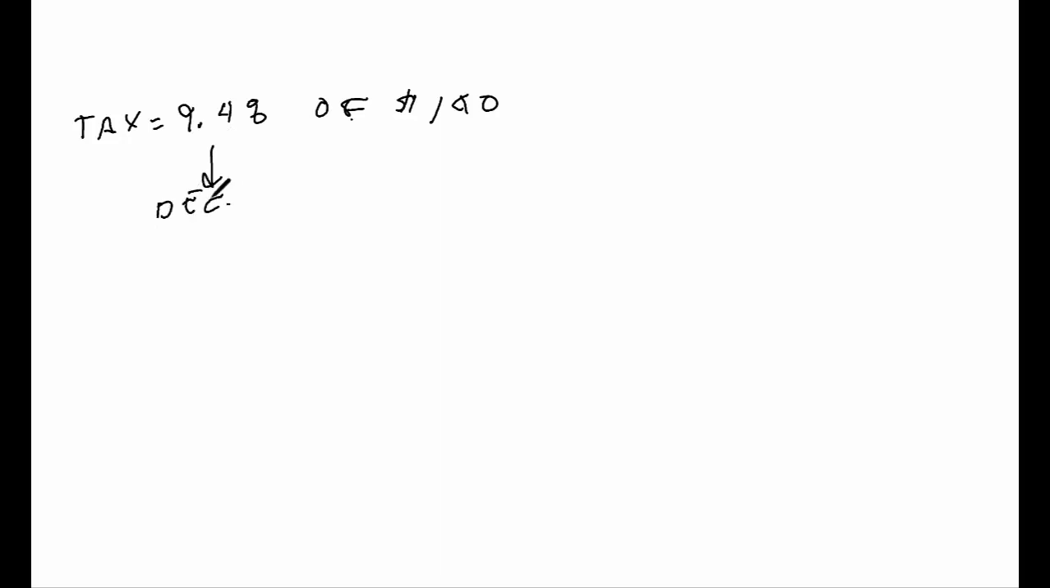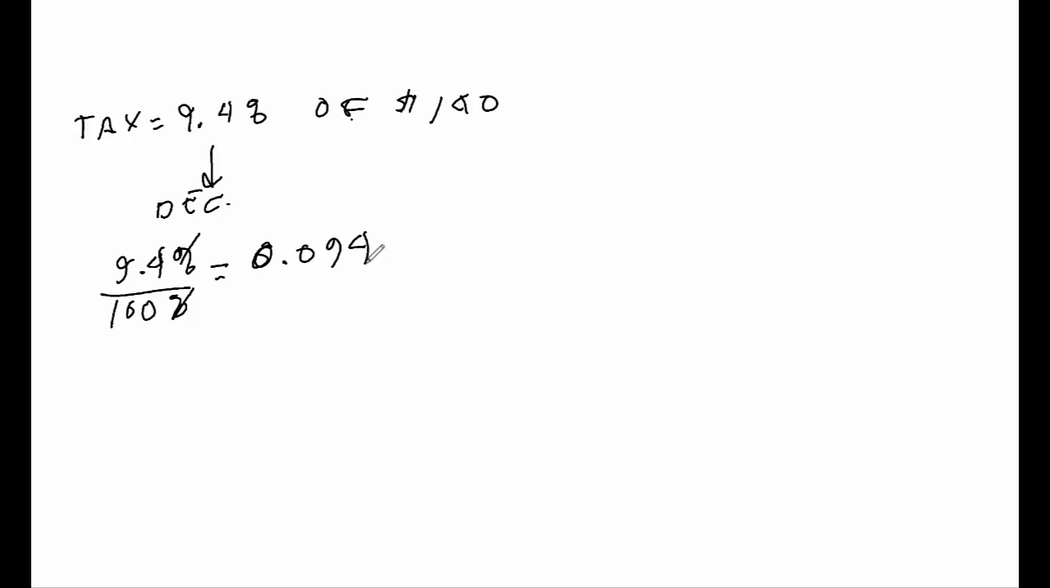Now recall that there are two ways to convert it into a decimal. One is by moving the decimal point to the left 2 places and getting rid of the percent. And the other one is simply taking the 9.4% and dividing it by 100%. And we find that when we do that, we get 0.094.